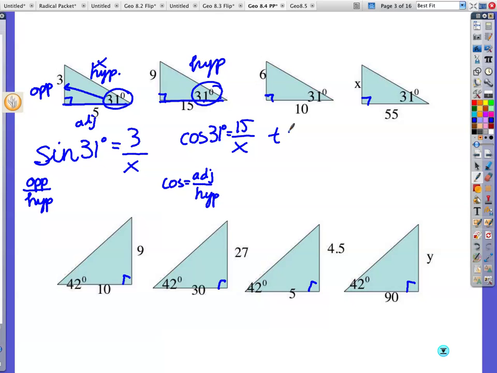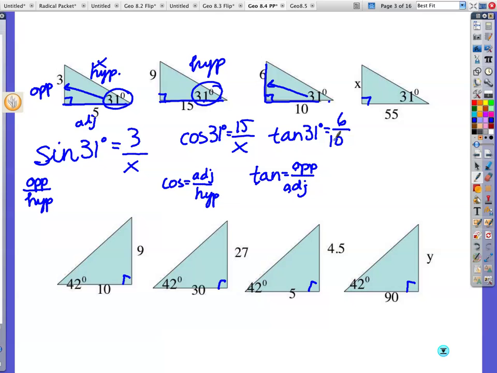Tangent of 31 degrees is going to be opposite over adjacent. TOA, T-O-A. Tangent, opposite over adjacent. All right, so I'm going to take my opposite. Notice how this side is way on the opposite side from that angle. So we have 6 over the adjacent, which is 10.